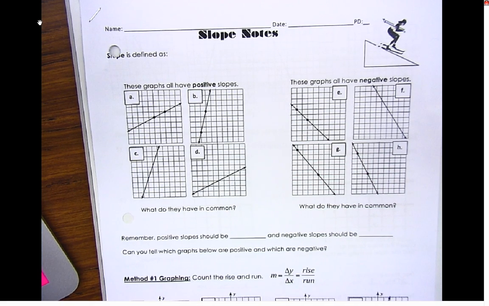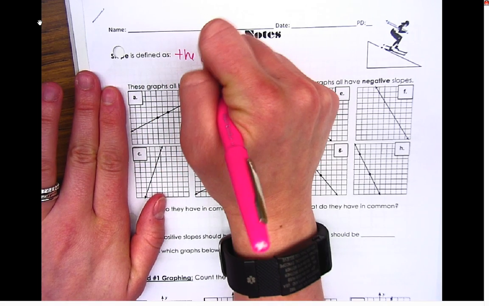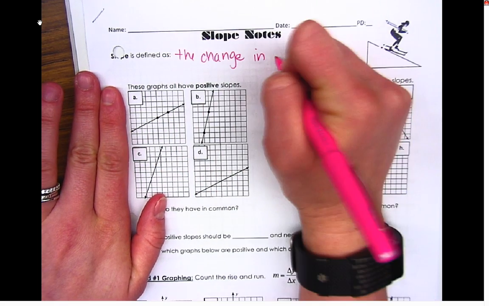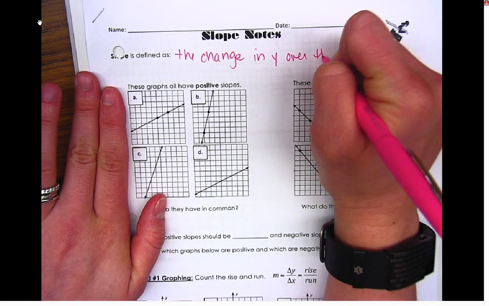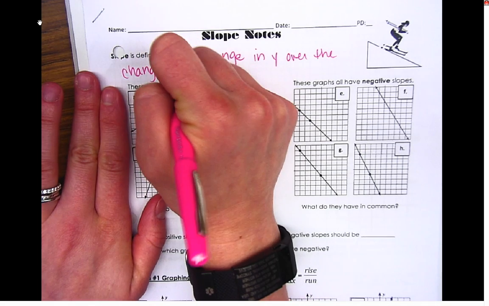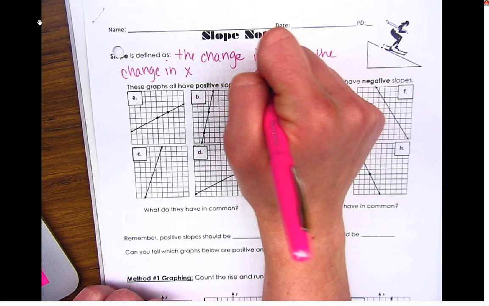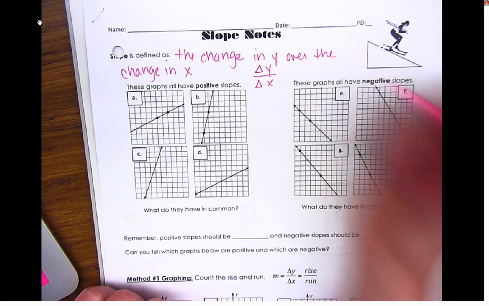Slope is defined as the change in y over the change in x. So this is sometimes referred to as delta y, delta being change, over delta x.